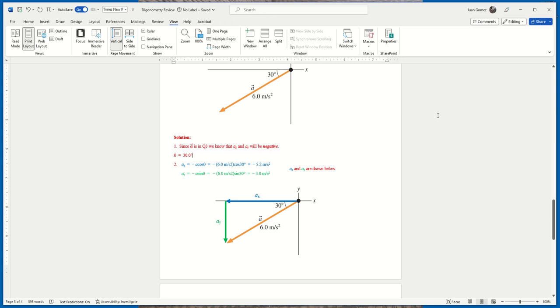Okay, well, what are those components? Well, again, theta is 30 degrees, so what are the components? Well, ax is going to be minus a cosine theta. Again, why is it negative? Well, because look at the figure, look at the components. Ax is in the negative x direction. So ax is minus a cosine theta, so minus 6 meters per second squared times the cosine of 30, and you get minus 5.2 meters per second squared.